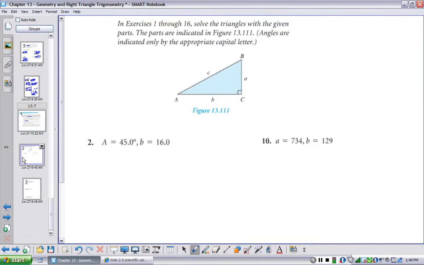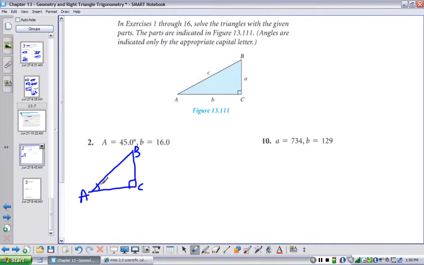Let's look at a couple of examples. In the next couple of problems that we're going to do, they want us to solve the triangles with the given parts. The angles are the uppercase letters, and the sides are the lowercase letters. So essentially, angle A, angle B, angle C.